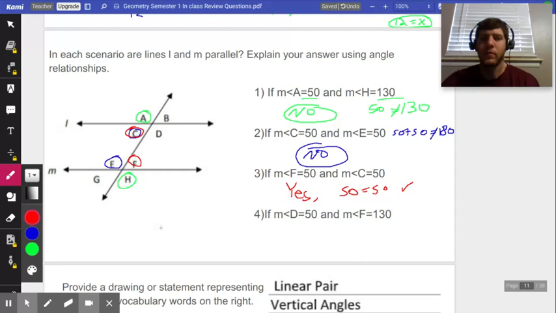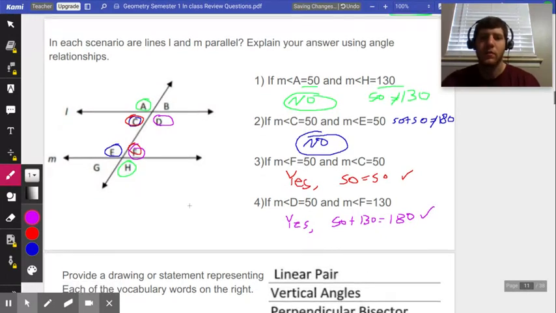Okay. And then the last one here we can do in purple, D and F, right? Those are same side interior angles. So yes, because the same side interior angles are supplementary. 50 plus 130 equals 180. Yep.